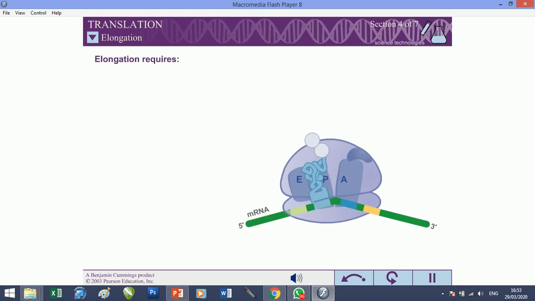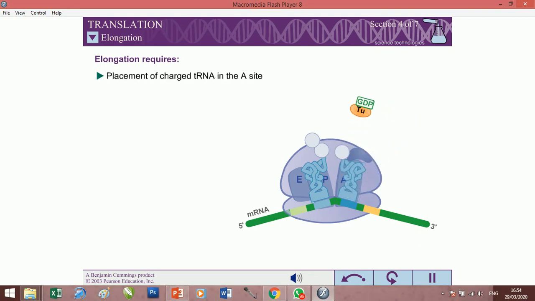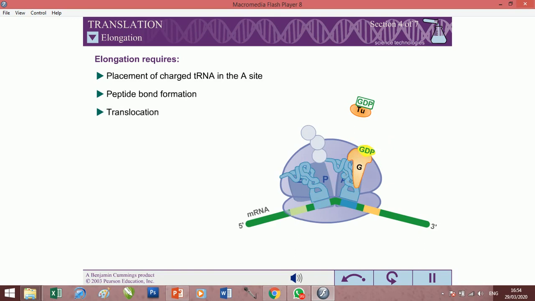After an initiation complex is formed, elongation occurs. During elongation, the ribosome synthesizes proteins by linking together amino acids. 3 steps are needed to add each amino acid. A charged tRNA is placed in the A site of the ribosome. A peptide bond is formed, and the tRNA with the growing protein chain is moved from the A site to the P site.